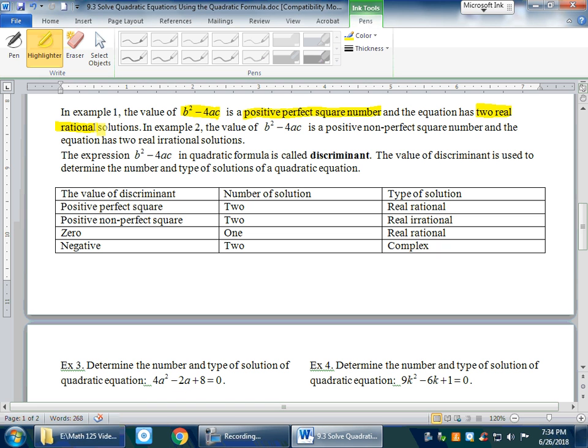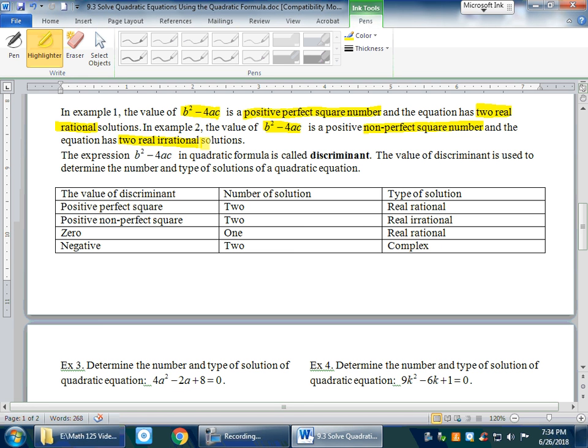In example 2, b squared minus 4ac, if you take a look at it, it is a positive number, but however, it is a non-perfect square number. And that gave us two real but irrational solutions. So there are two more cases that I don't want to give you an example of, but I will just base off of these two examples, we're gonna draw the conclusions.